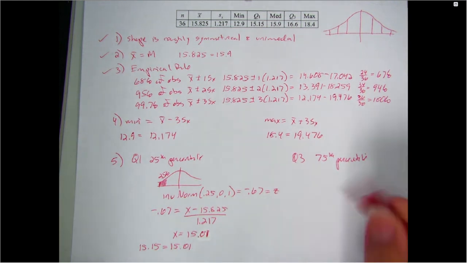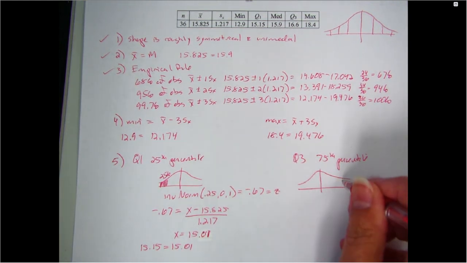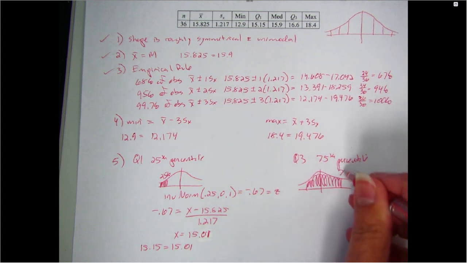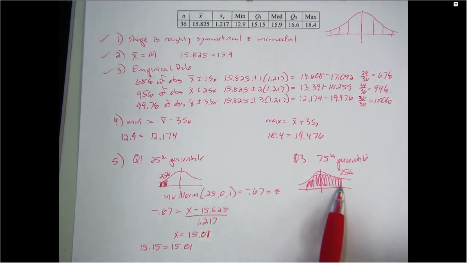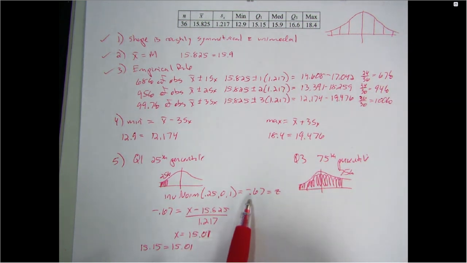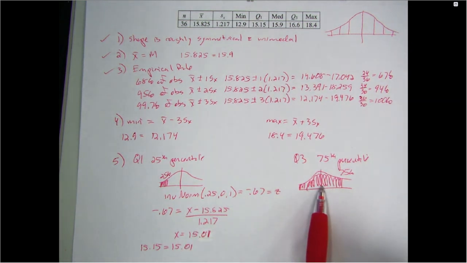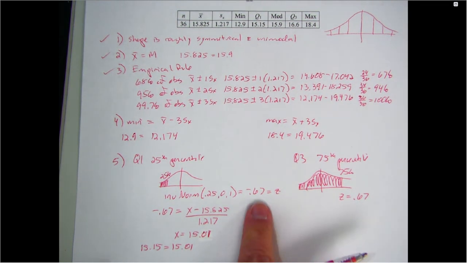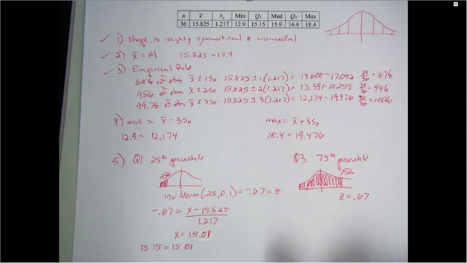Okay, now if I draw the curve, my 75th percentile is on this side because 75% of the data is equal to or less than that observation. I don't need to go through inverse norm again because from my 50th percentile, which is my median, my 25th and my 75th are equidistant from the median because it is a symmetrical distribution. So I know that this z-score is just the positive 0.67 because they are a symmetrical distribution.